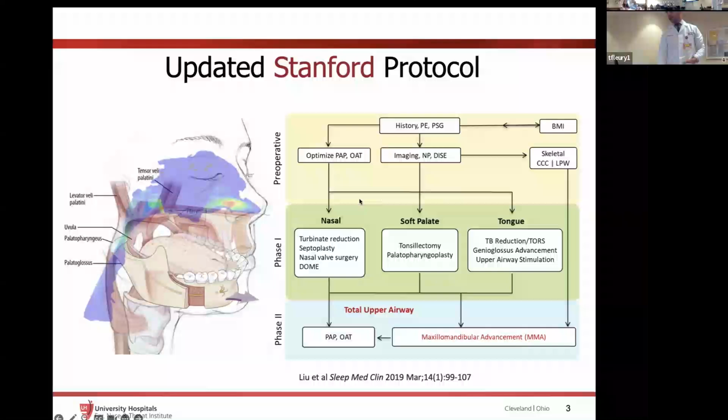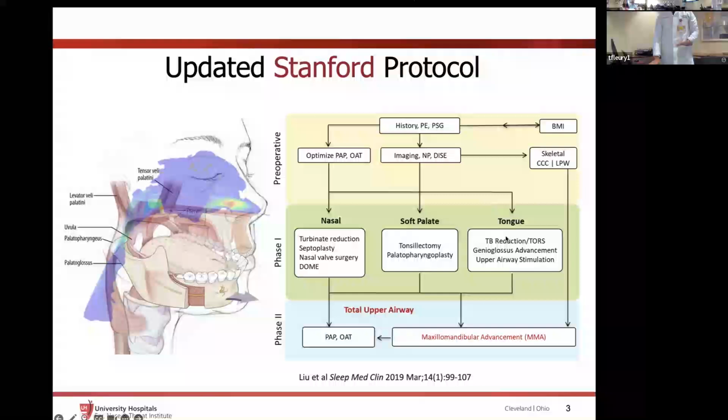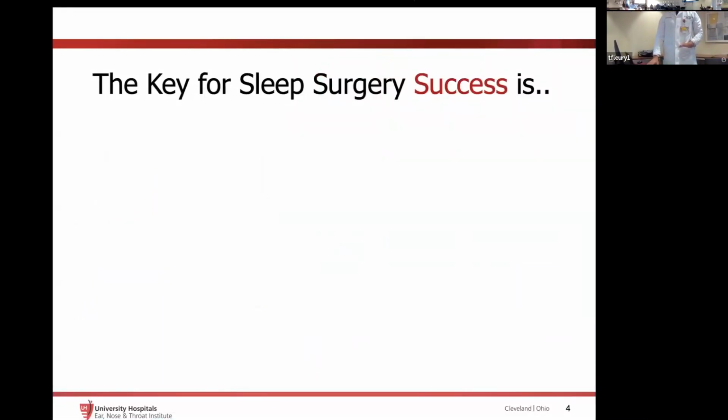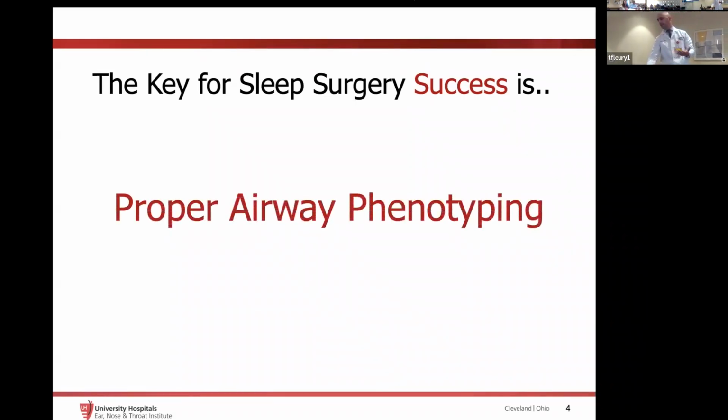So it goes back to the same topographic diagnosis. If we have nasal obstruction, then we're going to aim for this, and you know this won't improve sleep apnea, but it does improve sleep apnea compliance. If we have a bigger problem with the soft palate, that's where we're going to be aiming. If it's the tongue, and so on. If it's skeletal, and we're going to be discussing this in a little bit. So really, the key for sleep surgery success is proper airway phenotype.